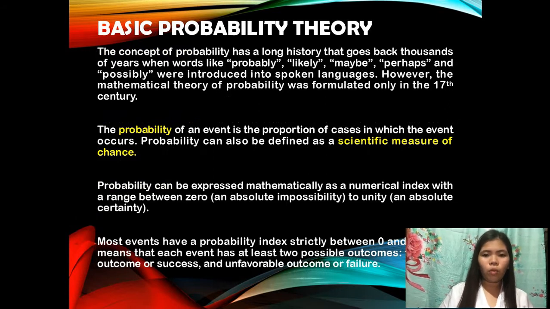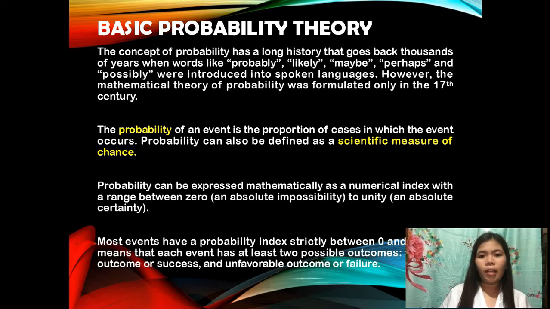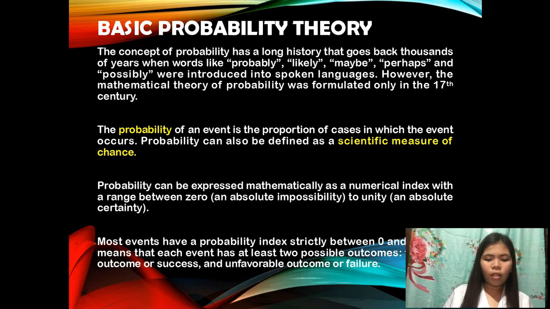Basic probability theory. The concept of probability has a long history that goes back thousands of years, when words like probably, likely, maybe, perhaps, and possibly were introduced into spoken languages. However, the mathematical theory of probability was formulated only in the 17th century. The probability of an event is the proportion of cases in which the event occurs. Probability can be defined as a scientific measure of chance.